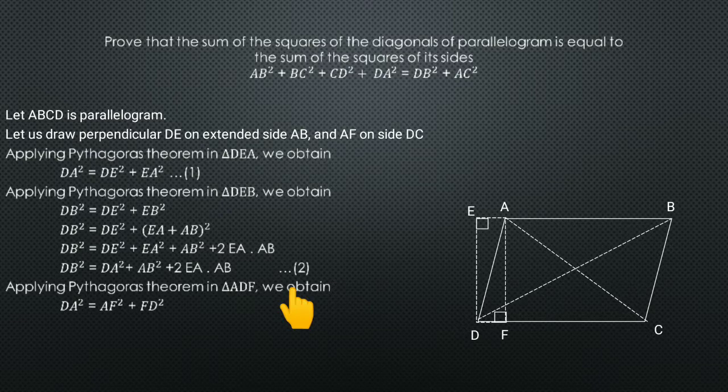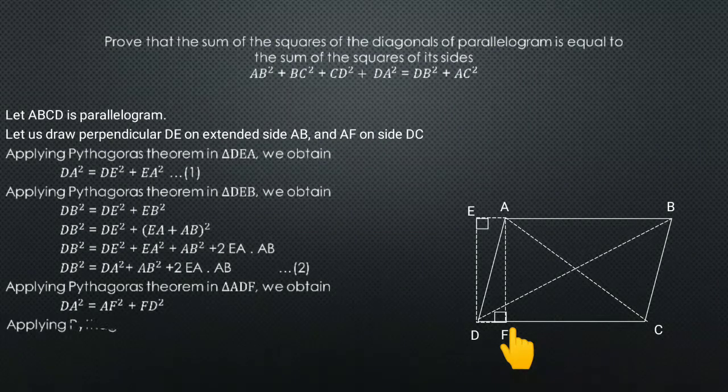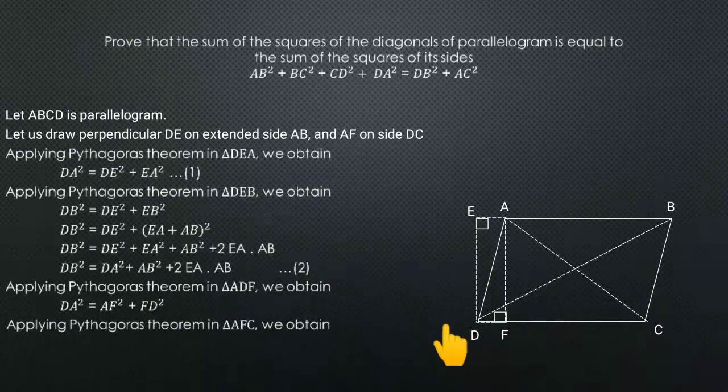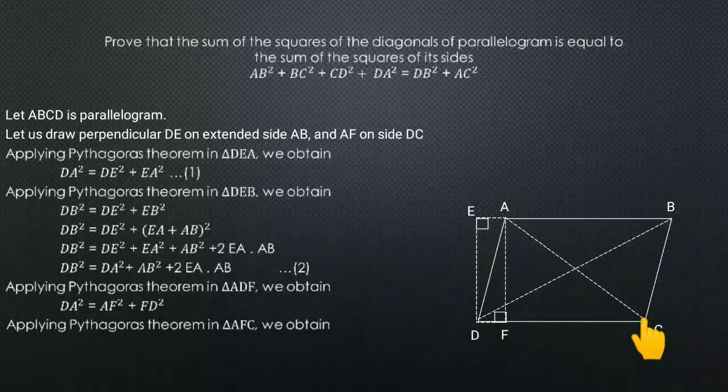Now in the second part, we have to prove DB square is equal to this. Now second, we apply Pythagoras theorem on triangle ADF. For this triangle, Pythagoras theorem is AD square equals AF square plus DF square. And for the second triangle, we apply Pythagoras theorem on triangle AFC. That means AC square is equal to AF square plus FC square.